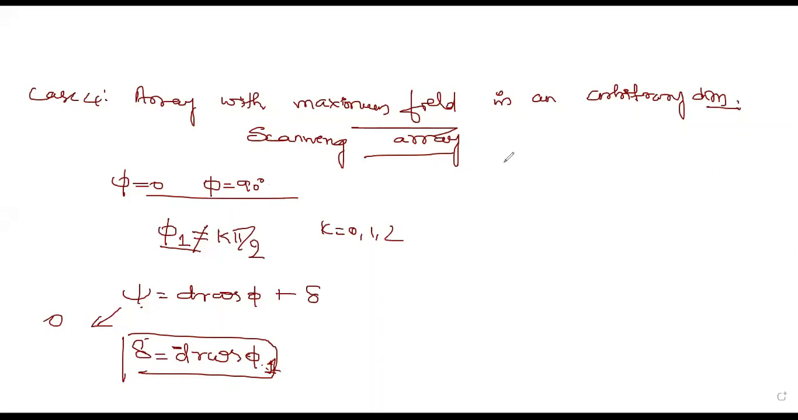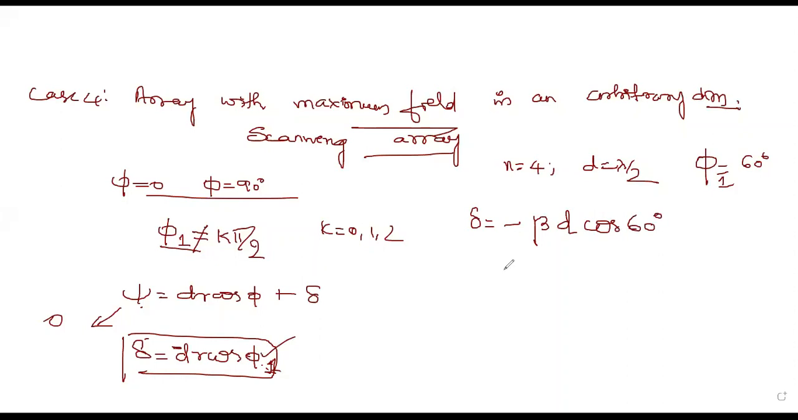Now, consider an example for n equal to 4 and d equal to lambda by 2, where we need a peak value. This will anyway be given. So we take, for example, 60 degrees. So the delta value will be minus, where dr is beta d cos 60. So minus 2 pi by lambda into lambda by 2 into 1 by 2, cos 60. So you get the value minus pi by 2.